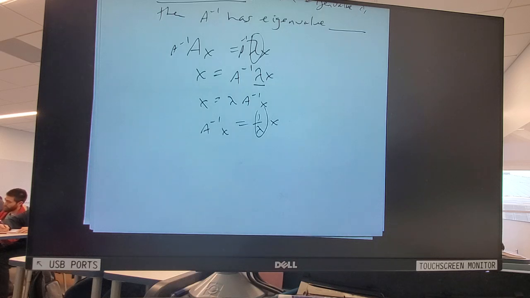Do you see every step? Do you see how every step is pretty simple? If A is invertible, I just apply the inverse to both sides. Lambda's a number, so can't it just come out front?